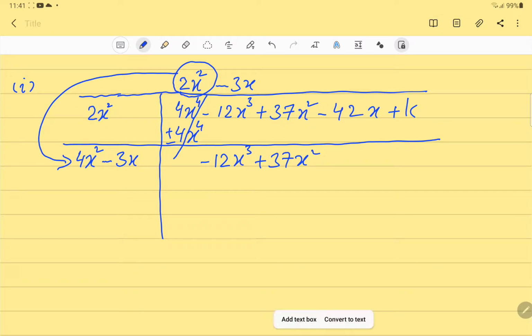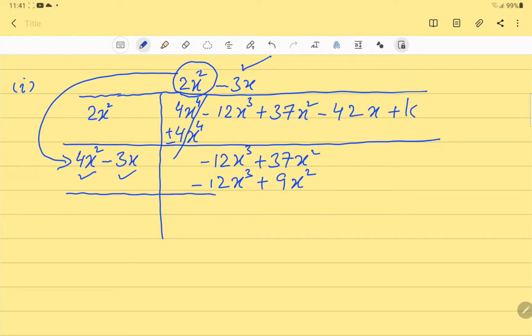And now with this minus 3x, we will multiply these two terms. First we multiply minus 3x with 4x squared. It will come out to minus 12x cube, and when we multiply minus 3x with minus 3x, it will be 9x squared. Again we will subtract these, so the sign will be reversed. Minus 12x cube cancels with plus 12x cube, and 37 minus 9 will be 28x squared.